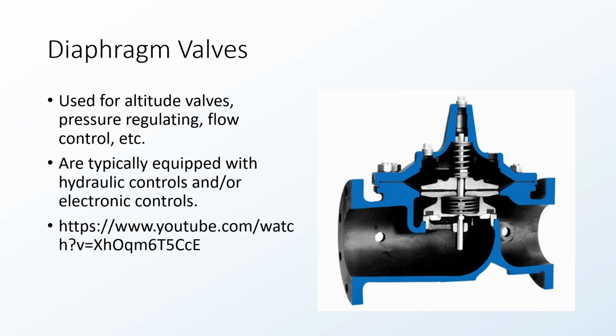Diaphragm valves, again, are used for altitude valves. This is a nice little cutaway. You can see how water would flow in. It would push that seat up, or push the disc up off the seat, and then water would continue on down. Like I said, you're typically going to have some kind of hydraulic control on it to control its operation. If you watch that YouTube video, it's a nice little video or animation on how these things operate.